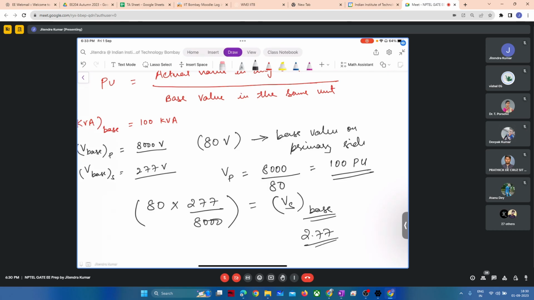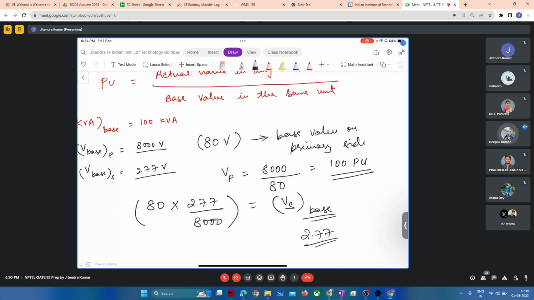Earlier it could have been 8,000 volt as a base value of the primary voltage and 277 volt as the secondary voltage. Now instead of that, you have reduced it by 100 times. So now a factor of 100 is appearing on both sides. So it is becoming a little bit inconvenient and confusing for all of us. To avoid this scenario, we generally prefer rated value as my base value.